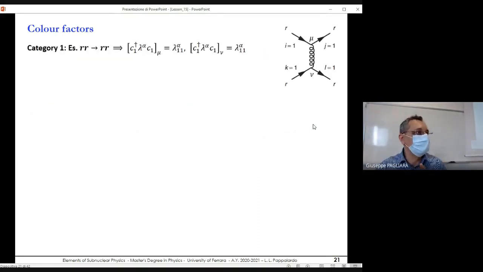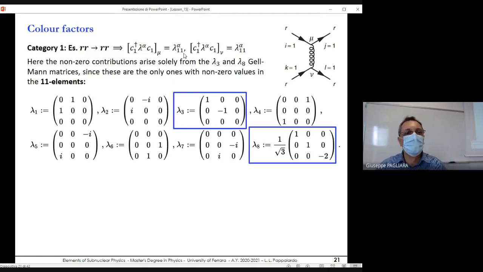Okay, so let's start from the first category, which is reported here. So this is a red-red into red-red process. So we can now calculate the color transitions at the 2 vertices, which are, of course, the same in this case. This is C1, C1, and C1, C1. So in both cases, for the upper and the lower vertex, we get the lambda 1, 1.